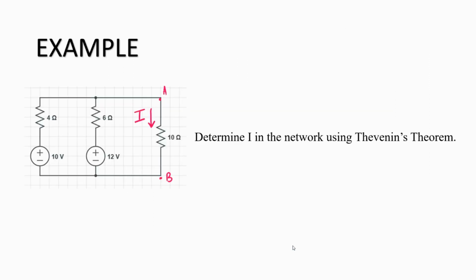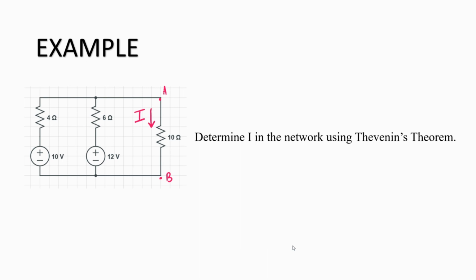So say this is the example. Here we need to determine the current I in the network and we need to obtain the Thevenin's equivalent circuit. We can do this using simple mesh analysis, etc. But there are some problems which are much simplified if we go for Thevenin's theorem. So just to simplify and understand the different steps, we've taken up this example.